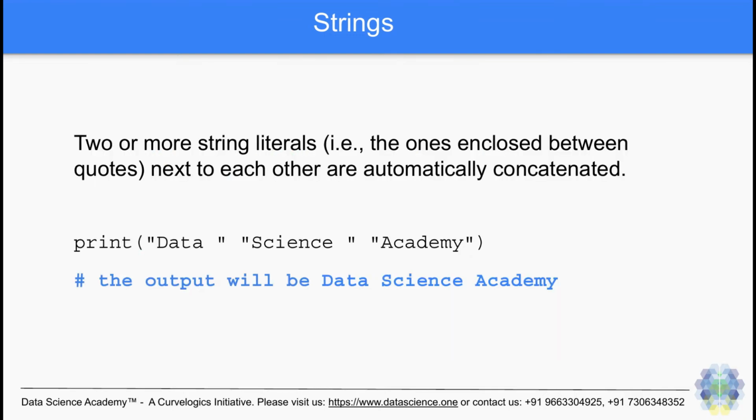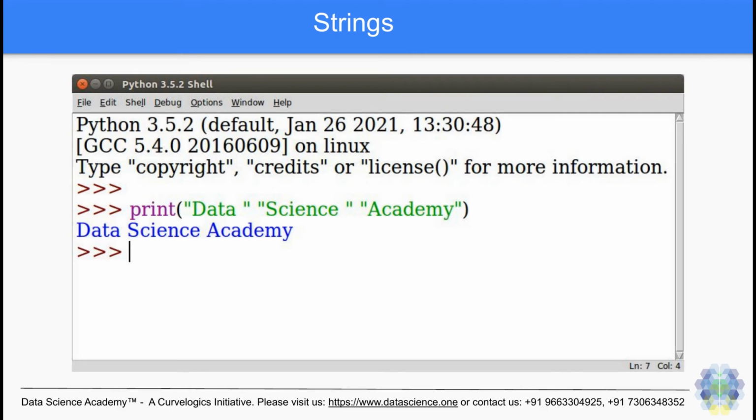Let us learn another feature of concatenation. Two or more string literals, the ones enclosed between quotes, next to each other, are automatically concatenated. In your IDLE, try out this example. Print, 'Data ', 'Science ', and 'Academy', all enclosed within individual quotes. The output will be Data Science Academy. Try out more examples from your imagination.